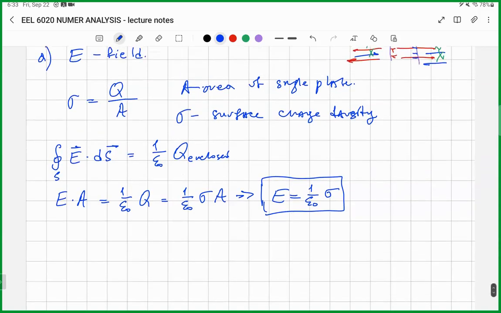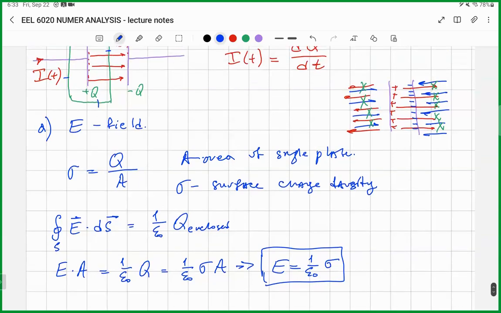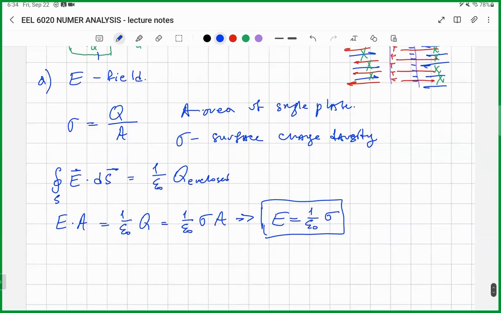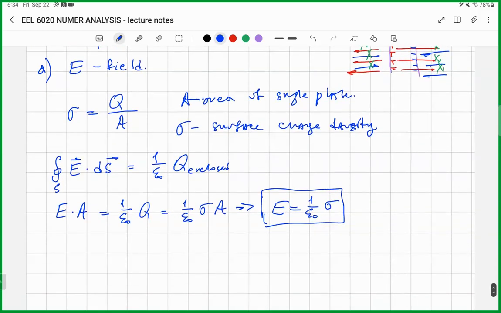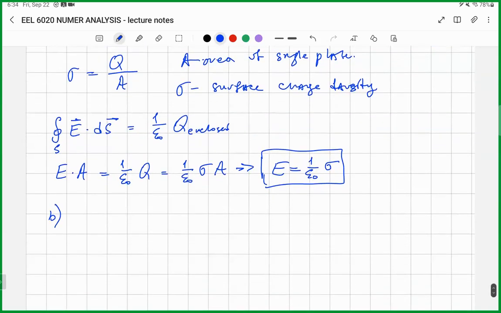Pretty simple result. So this is for the electric field. And of course, if this charge changes in time, the result stays the same and is described by this simple formula. So what about the magnetic field? Let's consider the H field.